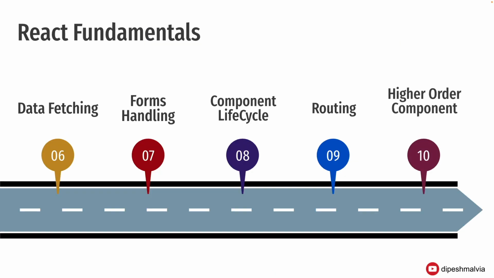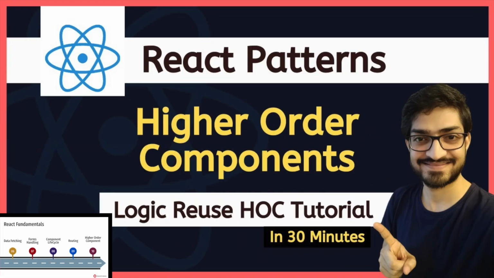Next is higher order components. So HOC is an advanced technique in React for reusing component logic. It is just a function that takes in a component, adds some logic to it, and then returns you a new component. And it is very commonly used in third-party libraries like Redux and React Router DOM. I have a dedicated video on higher order components which explains HOC in depth and showcases a practical example with a use case.